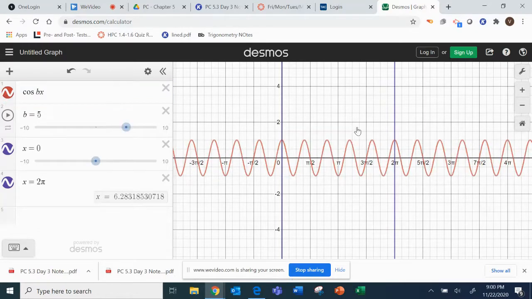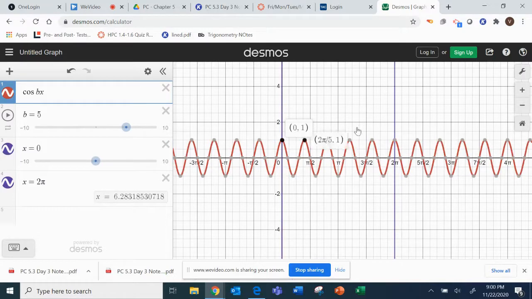I said I want to do one more. I lied. I want to do one more. 1 cycle, 2 cycles, 3 cycles, 4 cycles, 5 cycles. So that b value is telling you how many cycles occur between 0 to 2 pi. It is also telling you that denominator.